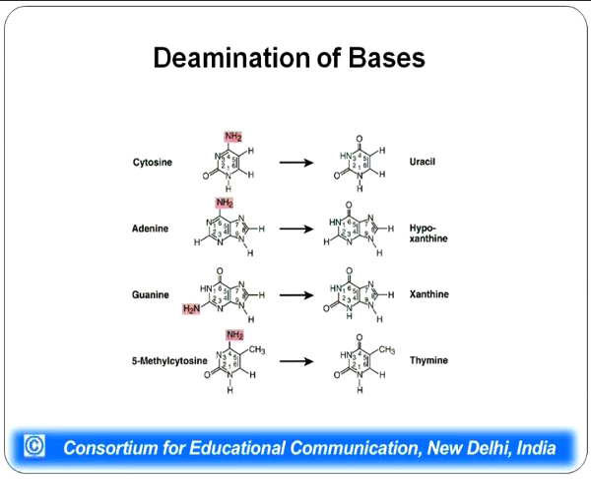Like in this particular example, we see that cytosine, when deaminated, leads to formation of uracil. Uracil is not a natural base in DNA. Uracil is found in RNA. The presence of uracil in DNA suggests that there has been some damage to the DNA. Likewise, whenever there is deamination of adenine or guanine, it leads to formation of some aberrant bases which have different pairing ability.